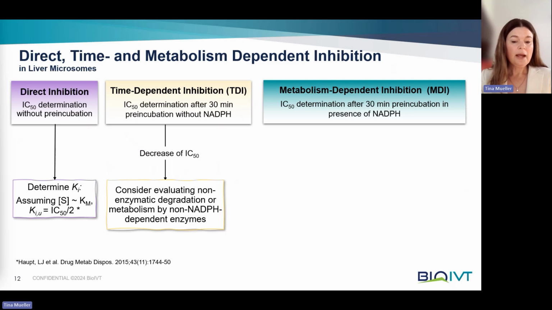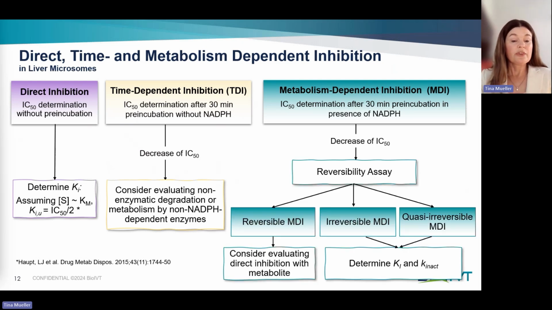Lastly, there is metabolism-dependent inhibition. This is the mechanism when an IC50 decrease is observed after a 30-minute pre-incubation in the presence of NADPH. With few exceptions, this happens due to 3 different mechanisms which can be distinguished by running BioIVT's so-called reversibility assay.